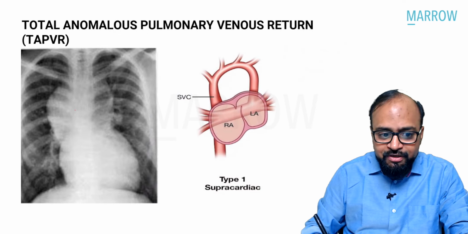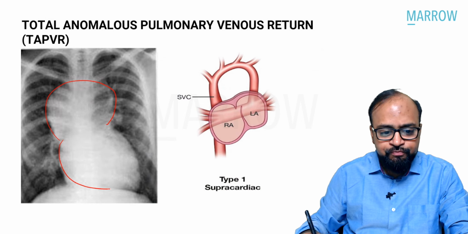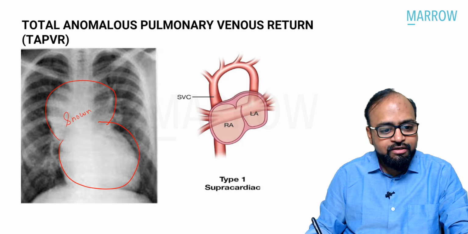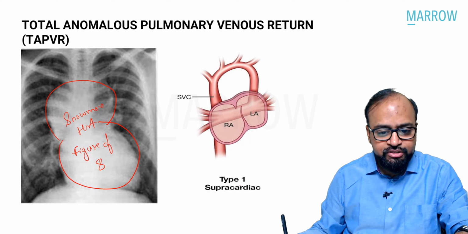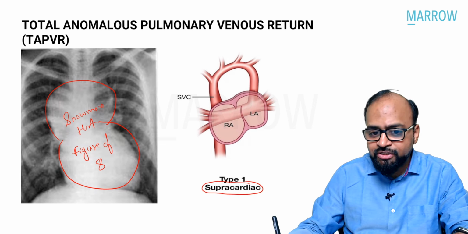Now look at this classic appearance. This is a snowman's heart. So this is the head of the snowman, and this is the body of the snowman. So this is the snowman's heart, or figure of 8 heart, which is seen only and only in one type of total anomalous pulmonary venous return. And what is that? It is the supracardiac type, because this anomalous vein which goes up above the heart is what makes it supracardiac, and the head of the snowman is formed by this anomalous vein, right?